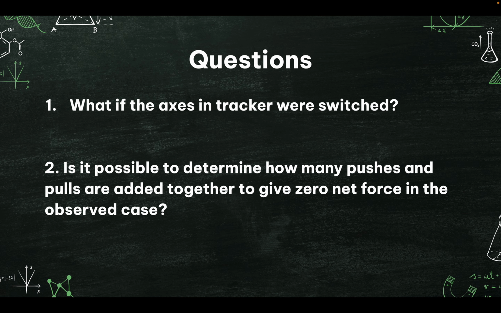Some questions to discuss are: if the axes were flipped, the data would be reflected across the x-axis, so the directions of the position and velocity would go from positive to negative, but the magnitude of the position and velocity would still remain the same. It is not possible to say or determine how many other forces are added together to give a zero net force, because other than the force of gravity and normal force, we can't know that the other forces are canceling out.